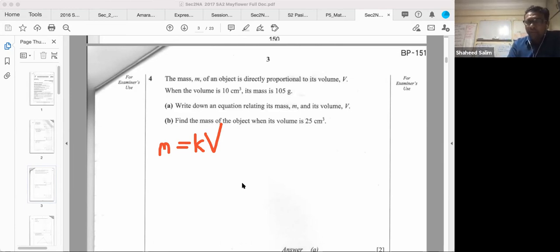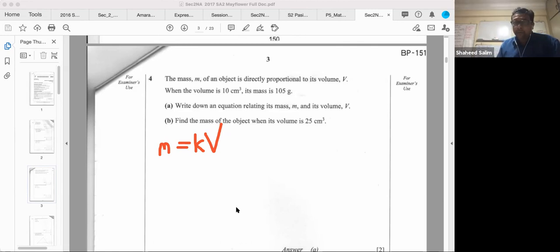So write the formula. Correct. Write down the formula. You know how to write down the formula? Because you want to see what the equation is. Just put the value of k in. M equals to.